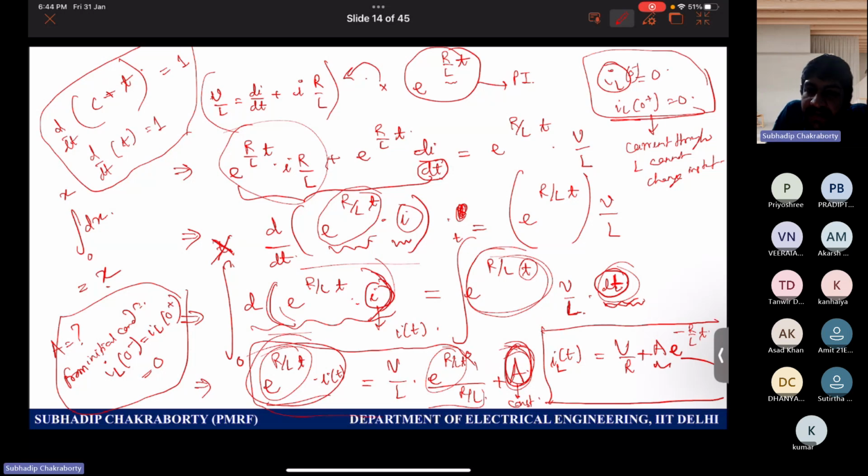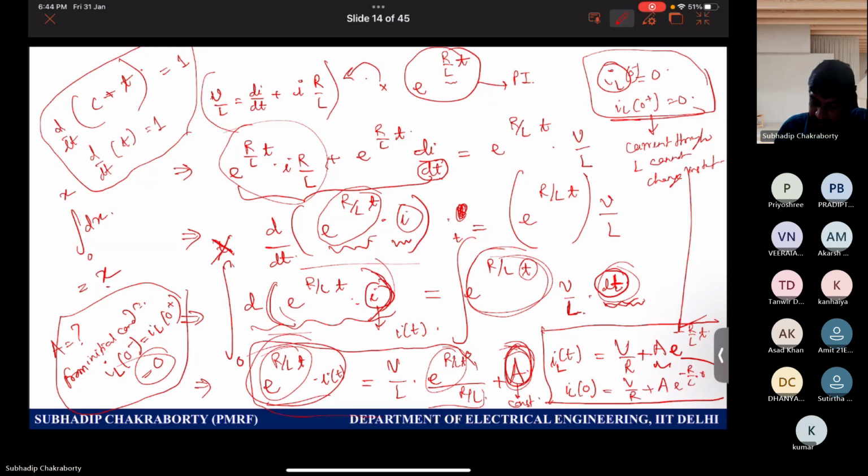Because the current through the inductor was initially 0, it will still be 0. Because there is nothing impulsive given, right? So once you know this, you put it here. We can put IL(0) equal to V/R plus A e to the power minus R/L into 0. So A is coming as minus V/R.